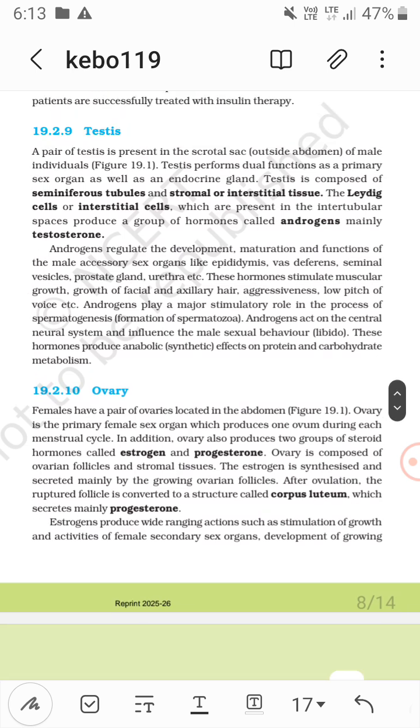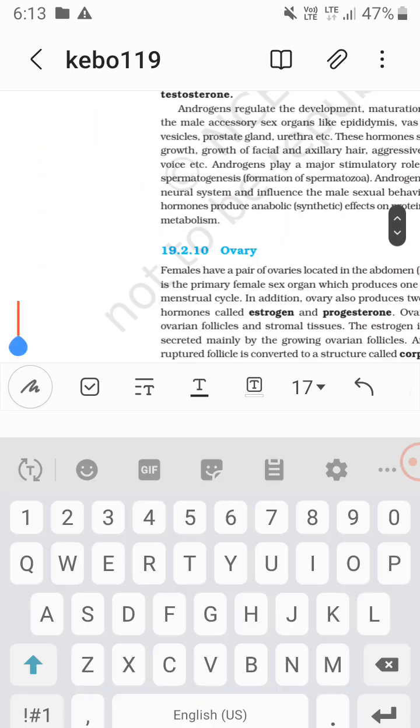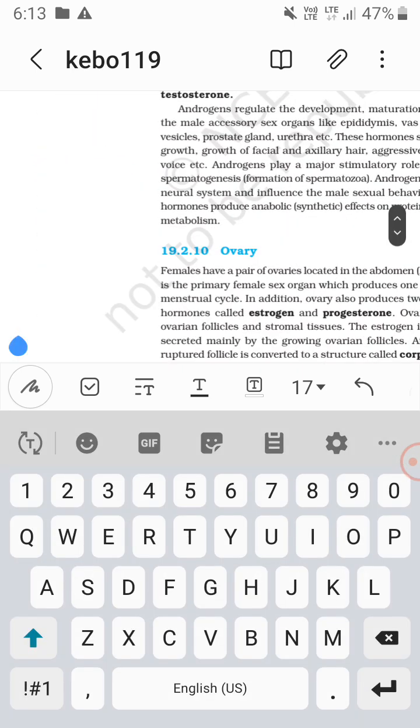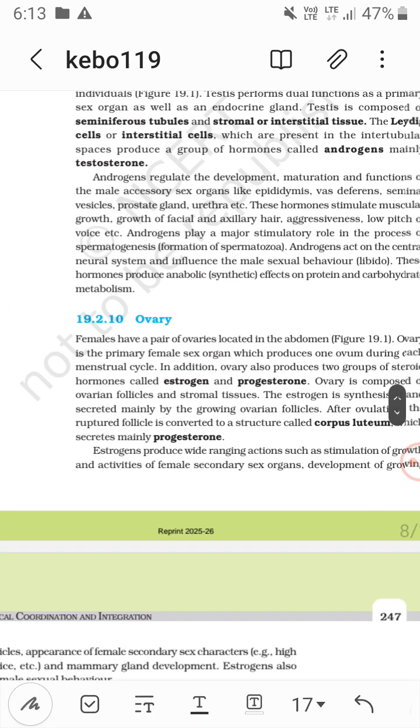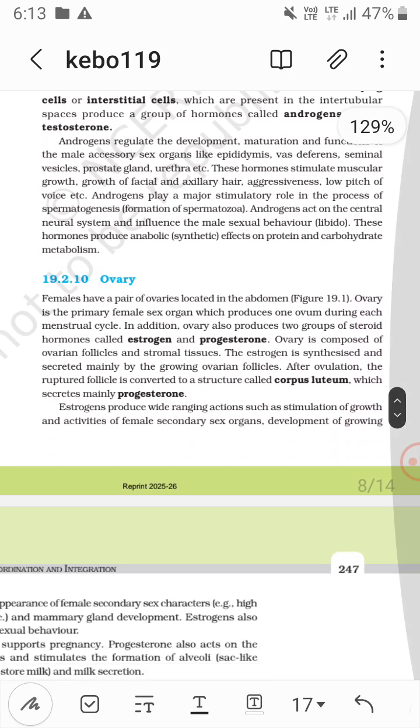Now there are two types of gonads: the testis in males and the ovaries in females. So now talking about the testis, right?